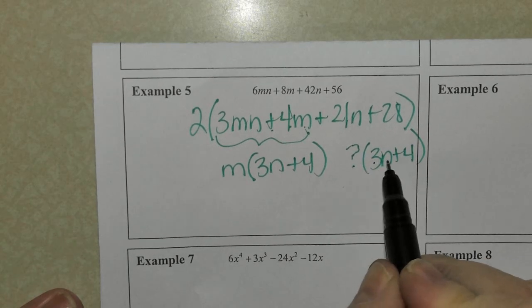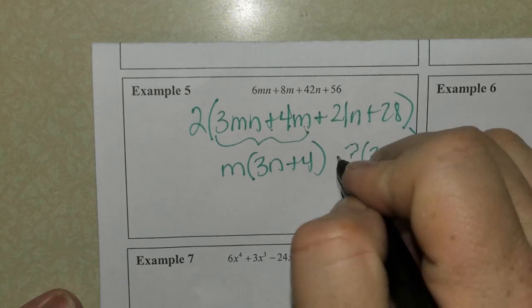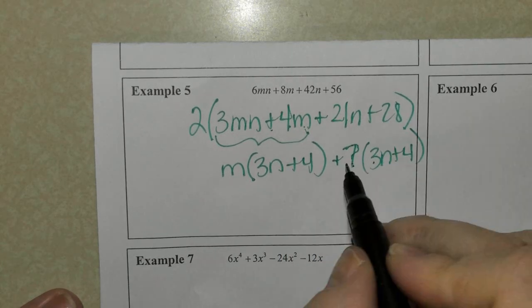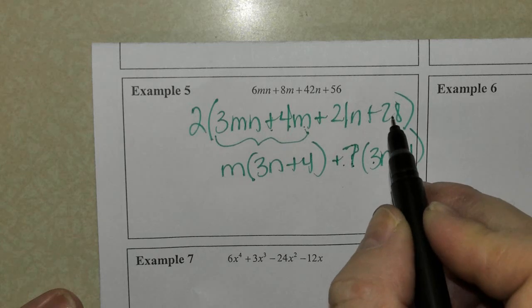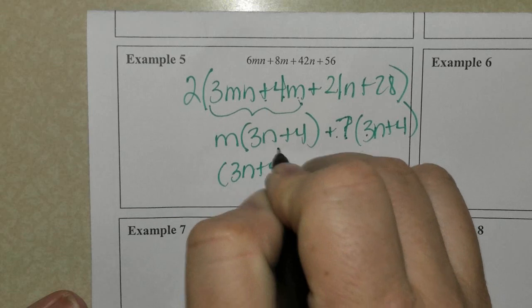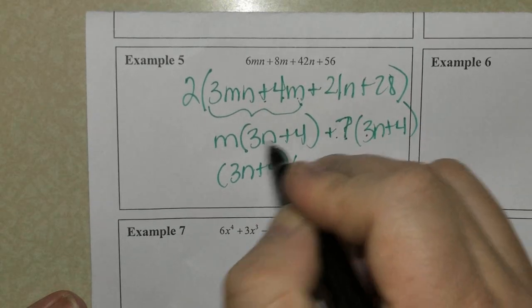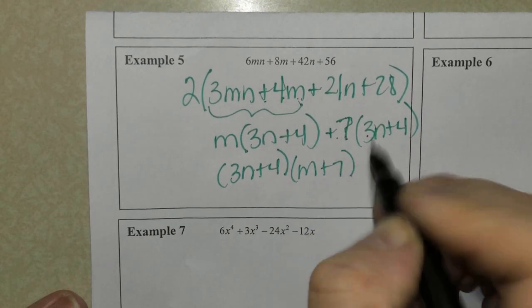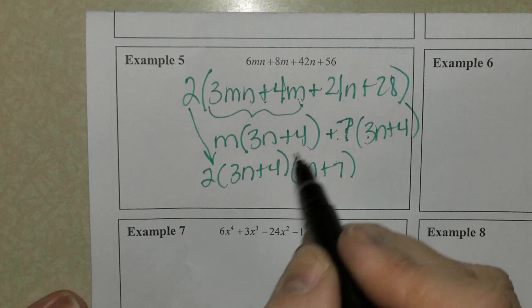What times 3n is 21n? The answer is positive 7. Is positive 7 times positive 4 28? It is, so this is factorable. What's in parentheses is 3n plus 4. What's in front of the first is m, what's in front of the second is 7, and bring the 2 down.